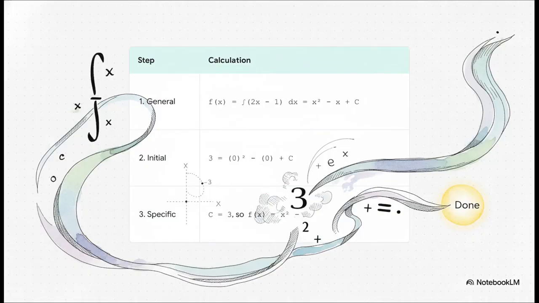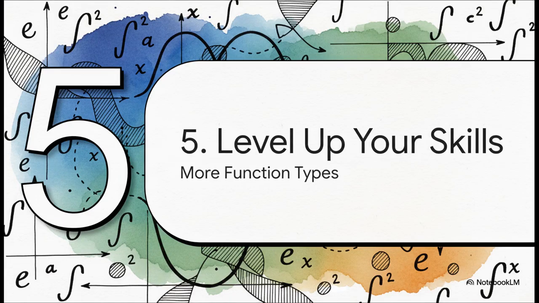First, we integrate 2x minus 1 and we get x squared minus x plus c. That's our general solution. Next, we use our clue, the point (0, 3). We plug in 0 for x and 3 for f of x. So 3 equals 0 squared minus 0 plus c. Well, that makes it pretty darn easy. c is just 3. For our last step, we just pop that 3 back into our general solution, and there it is. Our specific function is x squared minus x plus 3. Mission accomplished.